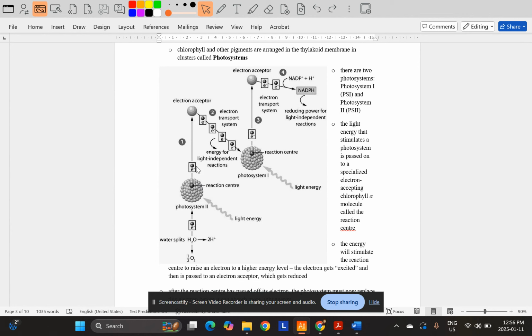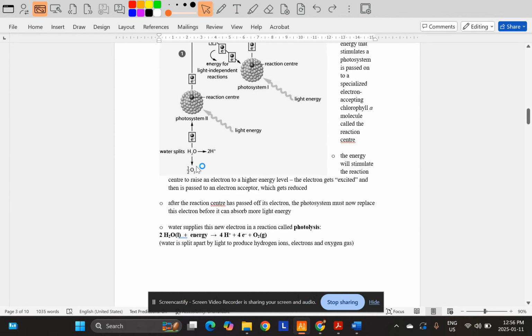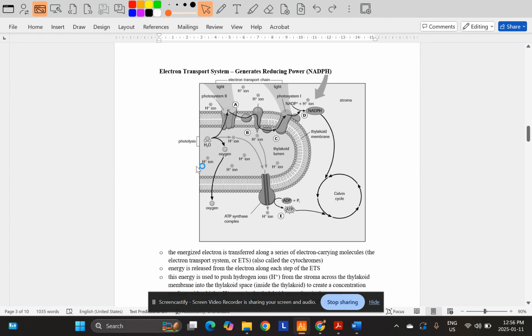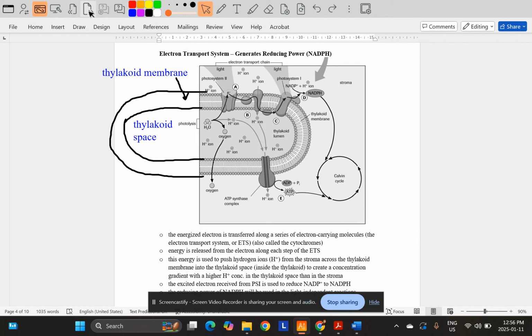But I kind of like this next diagram a little bit better because it actually shows you the context of it, like where the things are located. So remember, this is a plant, we're in a leaf, this is a plant cell, and we're talking about the thylakoids, okay? So the business end of the light dependent reactions is this thylakoid membrane. So this is where the photosystems are located.